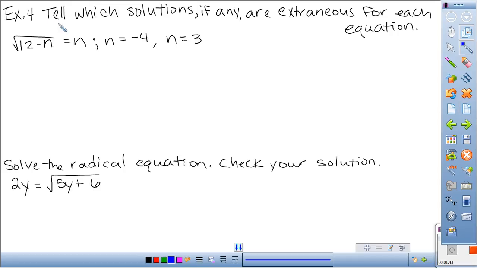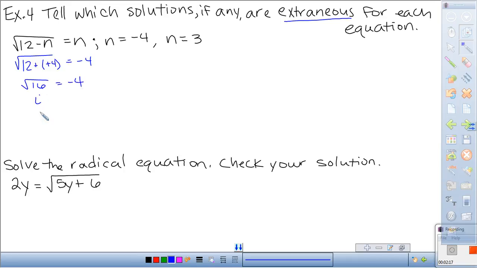This first kind of problem says, tell which solutions, if any, are extraneous. Here, we just want to figure out which one of these does not work. Remember, the extraneous solution is the one that does not work. So we're just going to plug in both of these. I'm going to try -4 and I'm going to try +3. So I have the square root of 12 minus, instead of n, we plug in that number: 12 minus -4 equals -4. Minus a negative is plus a positive, so it's the square root of 16 equals -4. The square root of 16 is 4, and 4 does not equal -4. So our extraneous solution would be -4.